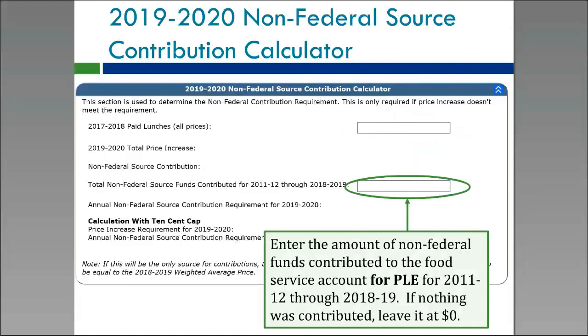Then if you contributed non-federal funds for the purpose of paid lunch equity and you have it documented that it was for paid lunch equity between 2011 and 2018-19, then you will enter that information here. If you didn't contribute anything specifically for paid lunch equity, then you'll just leave this blank or leave it at 0.